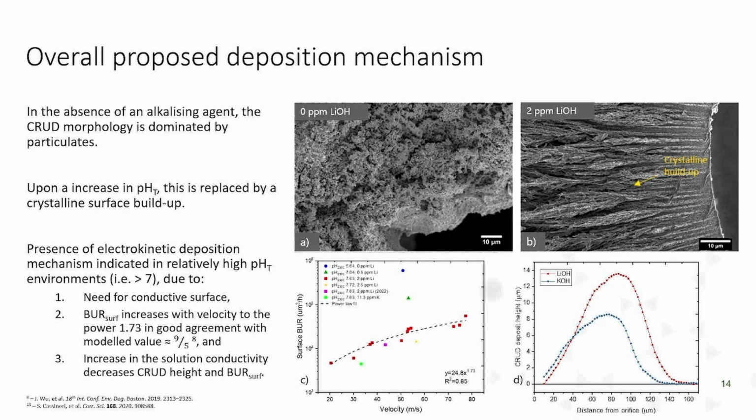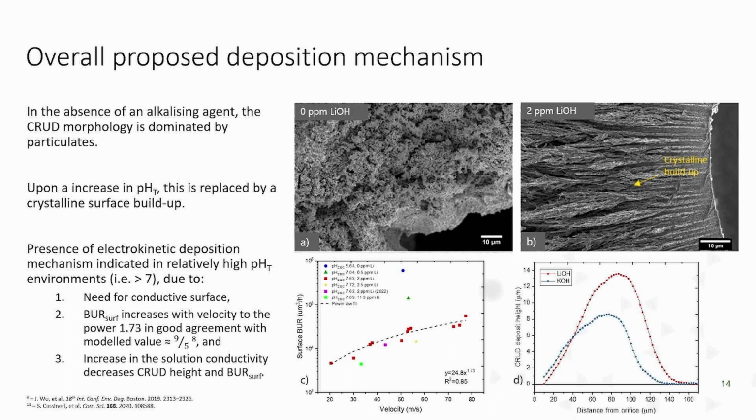And we've indicated the presence of an electrokinetic deposition mechanism by, one, the need for a conductive surface in relatively high pH environments. The fact that, well, I should have mentioned that there's some modeling work done by an engineer at Rolls-Royce called Andy Banks. He was a great engineer. Unfortunately, he's retired now. But he did a lot of this early modeling work that's shown that the streaming current generation changes with the flow velocity to the power of 9/5 or 1.8. What we can see from the experimental work here is that the build-up rate varies with velocity to the power of 1.73. So pretty close, and they're in good agreement there.